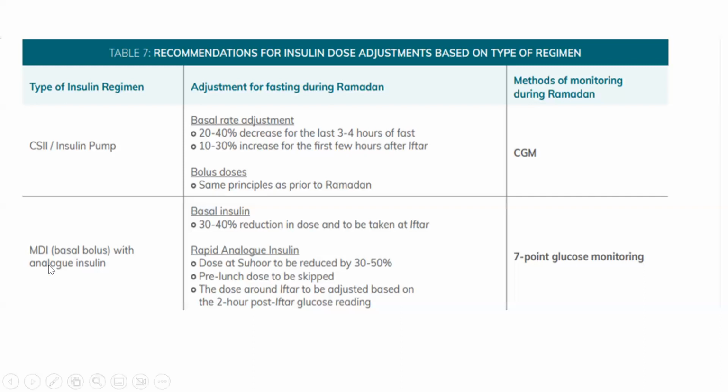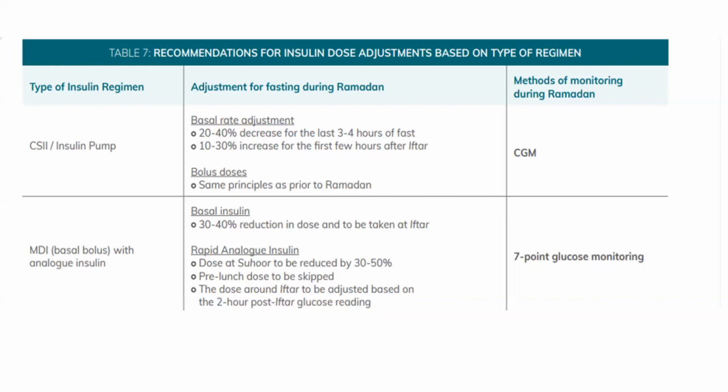Now, what if the patient is on a basal bolus with analog insulins? Analog insulins are aspart, glulisine, these are all analog insulins. And if the patient is on a basal bolus insulin regimen, typically a type 1 diabetic patient, what is the recommendation for the basal insulin? 30 to 40% reduction in the dose, and this dose should be taken at iftar time.